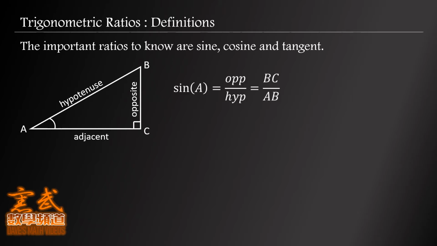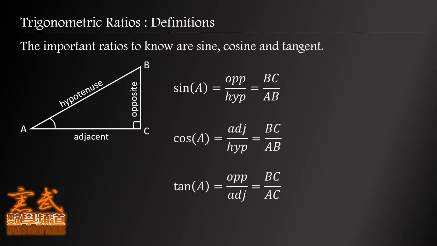Using this definition, the sine of A is the opposite side over the hypotenuse, which in this triangle is BC over AB. The cosine of A is the adjacent side over the hypotenuse, which is AC over AB, and the tangent of A is equal to the opposite over the adjacent, which is equal to BC over AC.